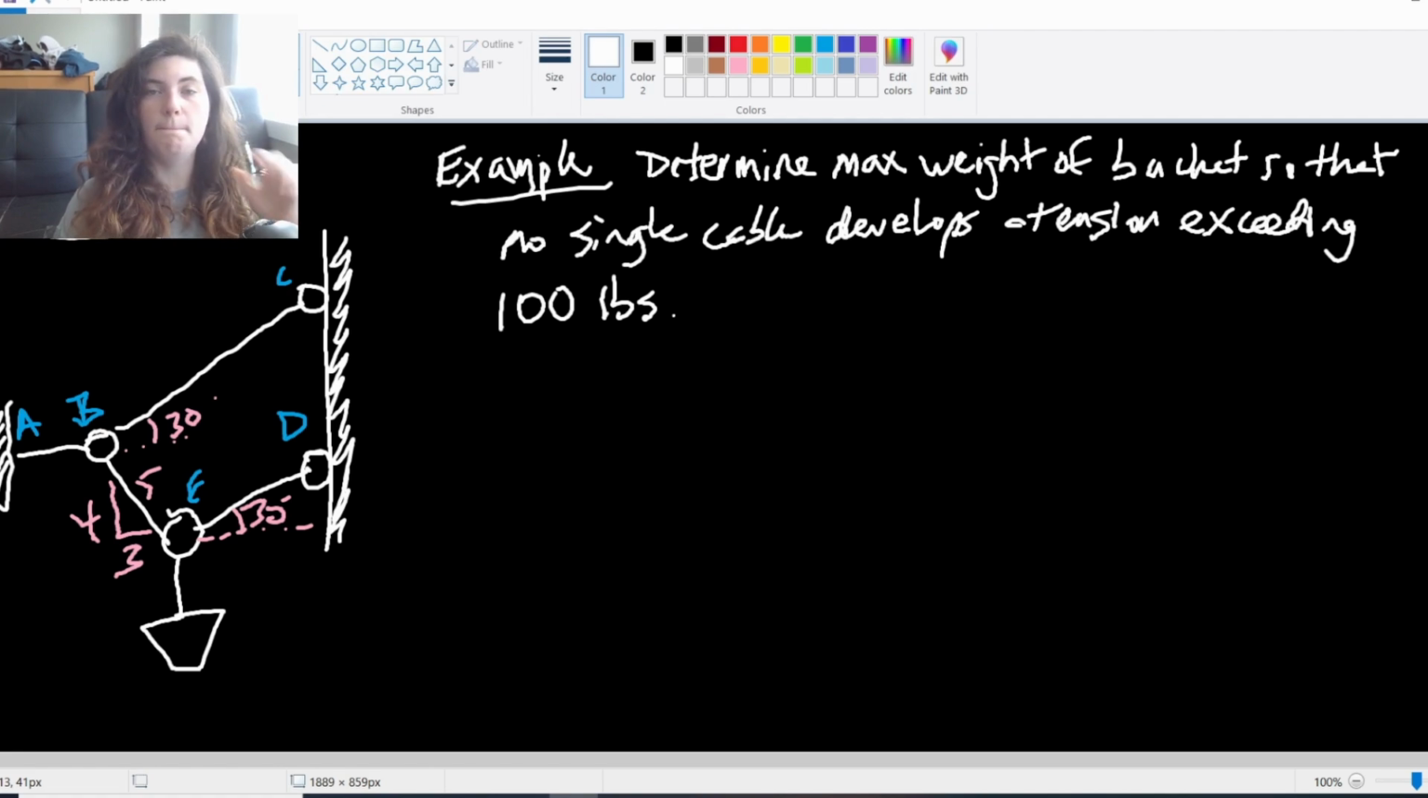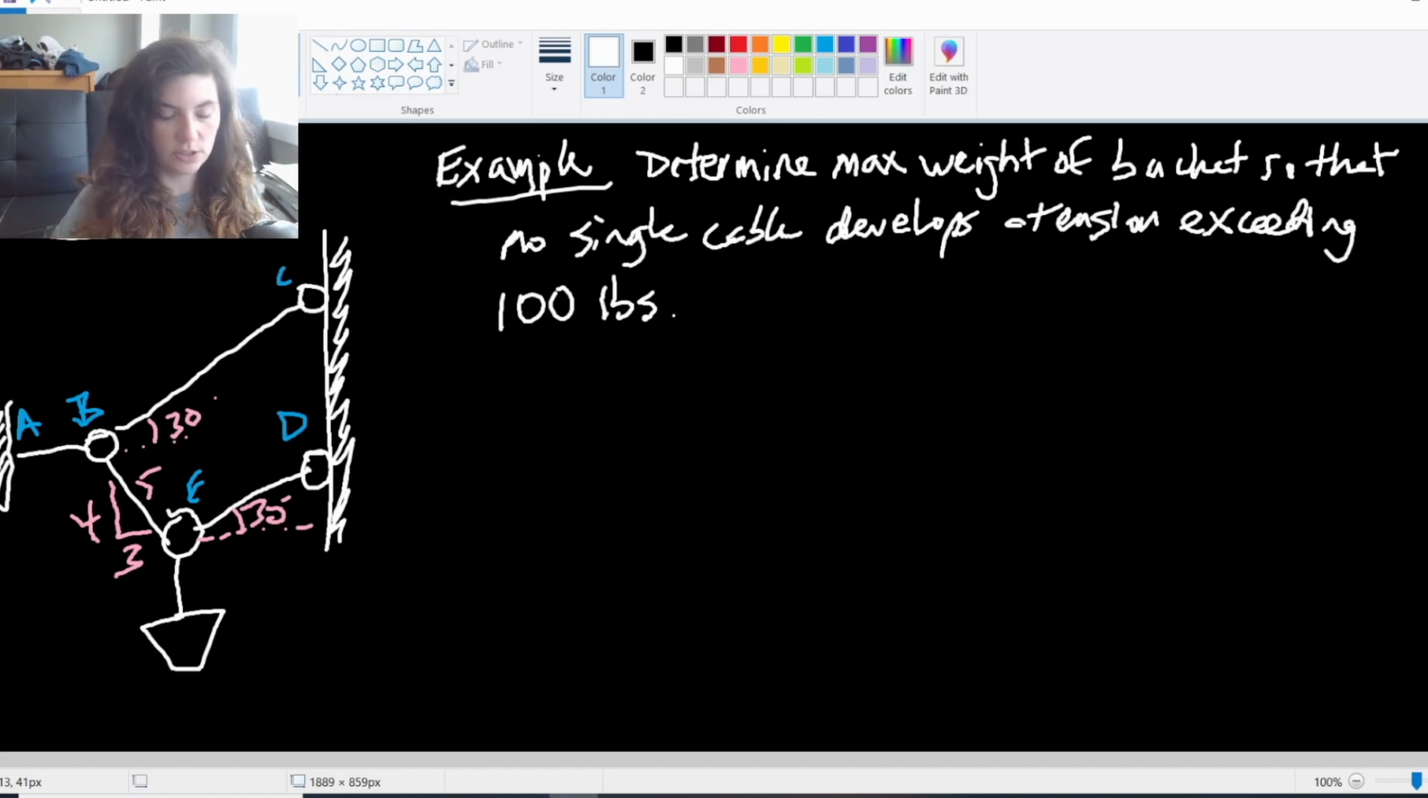We want to know what is the maximum that we can load up this bucket. How many rocks, how much weight can I put in this bucket so that none of my cables snap? So we want to determine what the maximum weight can be in the bucket so that no single cable has a tension greater than 100. So this is more like reverse engineering a problem rather than straight solving. But we're still going to set everything up the same way, right?